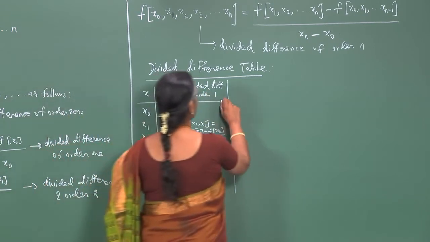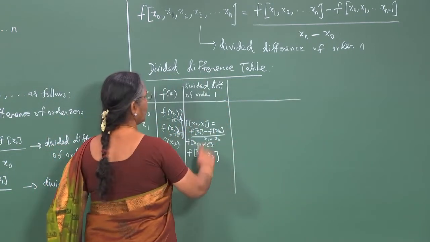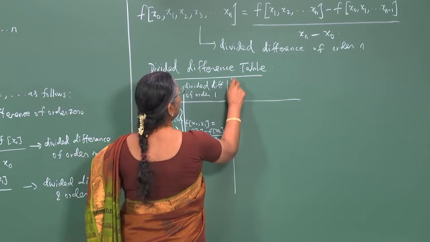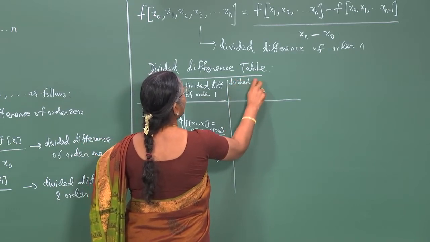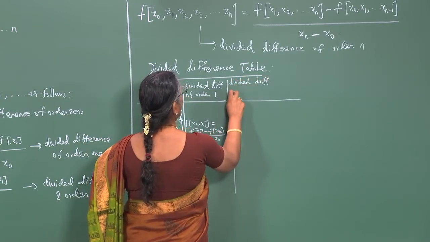So, having got the divided differences of order 1 from this table, we move on to the divided differences of order 2.